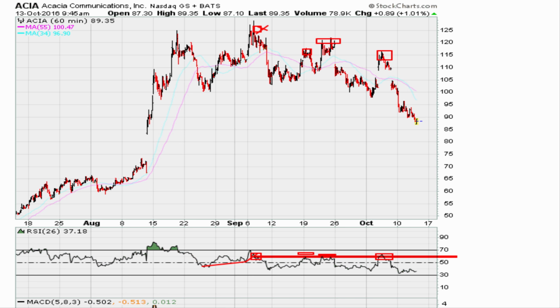So lots of sell signals on the daily and on the hourly as a response to that question, how would one have confirmed the sell signal at the 115, 110 area.